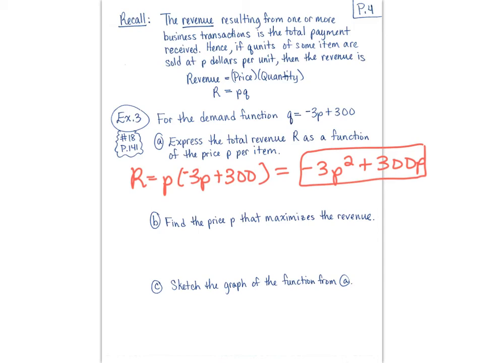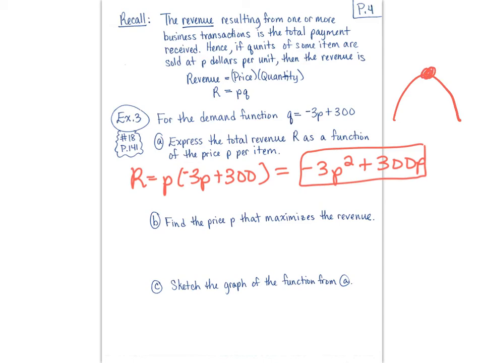Why would you want to find the vertex? Because that tells you either the minimum or the maximum. In this case, do you have a minimum or a maximum? Maximum. Why do you have a maximum? The equation says it, yes. But what's another way you can identify it? It's a negative A. This coefficient of P squared is negative, which means your graph is going to be concave down, good, which means you're going to pick up a maximum.